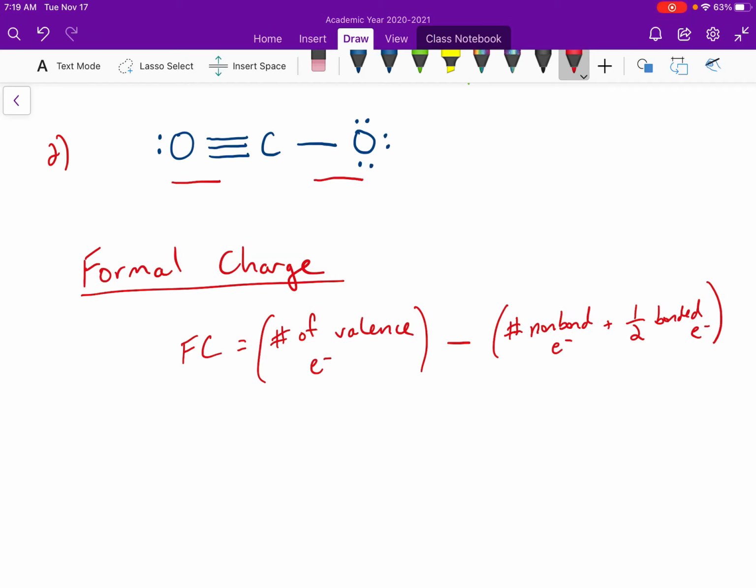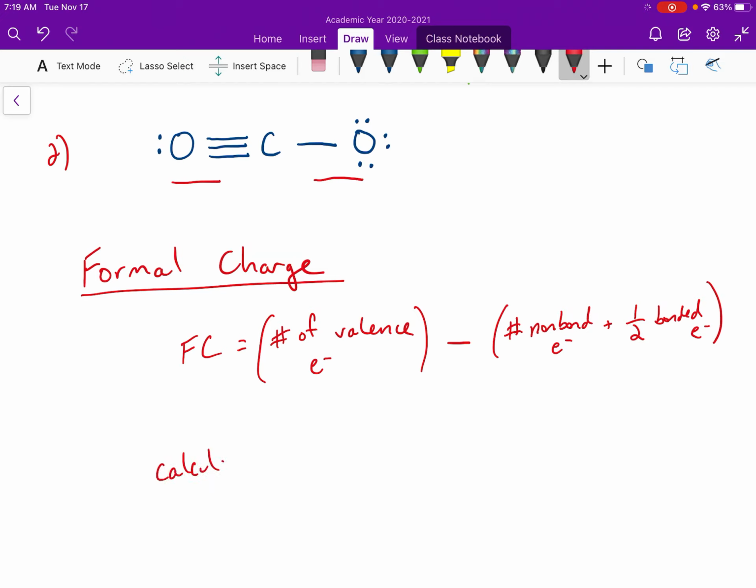Basically, think of what group oxygen is in. Oxygen is in group 6. So what does it want to do? It wants to be like neon, if you're looking at your periodic table. It wants 2 more electrons. So in theory, oxygen would want to bond twice. That should make sense. Carbon is in group 4. In theory, carbon should want to bond 4 times, and that would be a perfect scenario. That's where they're happiest. And that's what formal charge does.